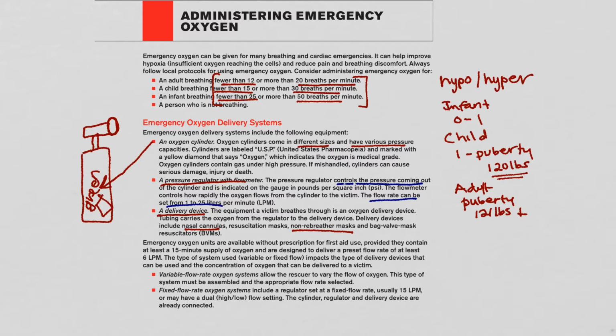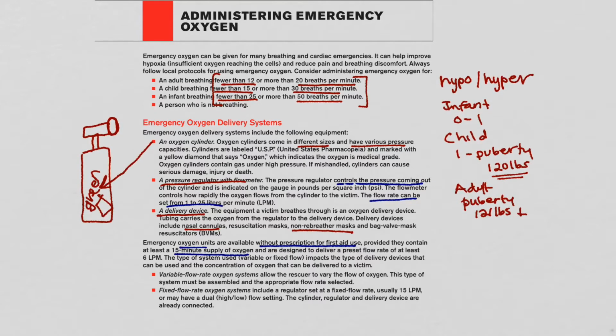Most often, at least within the United States, oxygen units are available without prescription, which is great. I think you guys order your items through Amazon. It is true that you can order oxygen tanks off of the internet, provided the biggest caveat is that they have to contain at least a 15-minute supply of oxygen. That's just the standard recommendation from the FDA.